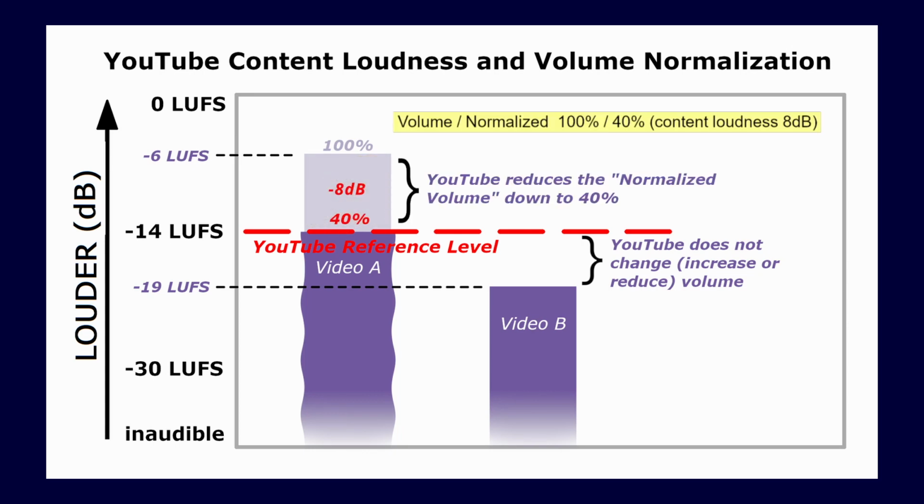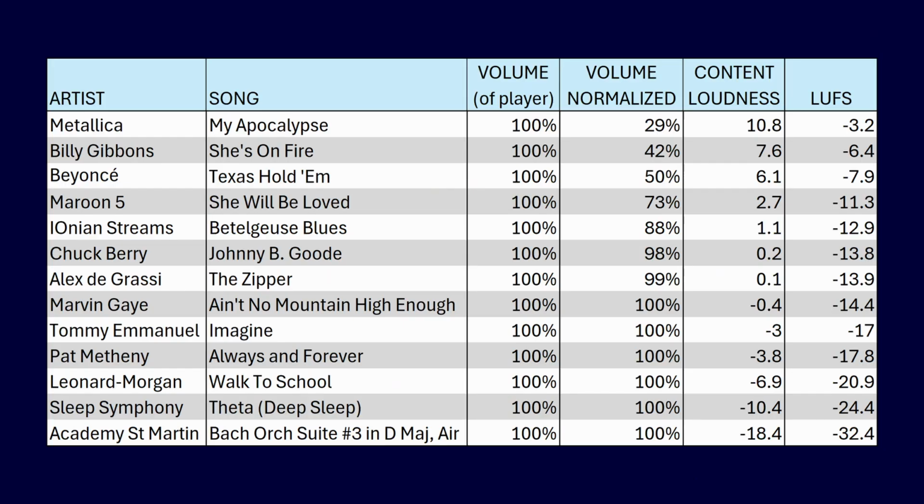The second number is the YouTube normalized volume in percentage terms. Normalized means YouTube reduced the volume to some percentage less than 100% of the original volume. In this example, video A would be reduced by -8 dB, from 100% to a normalized volume of 40%. In Stats for Nerds, it would appear like this. Notice that all the songs in the list with a negative content loudness have a normalized volume of 100%.